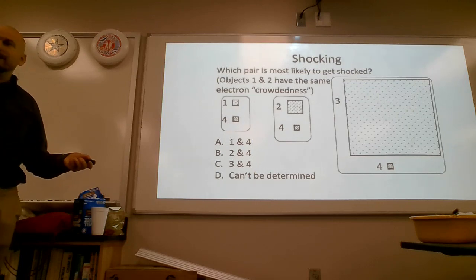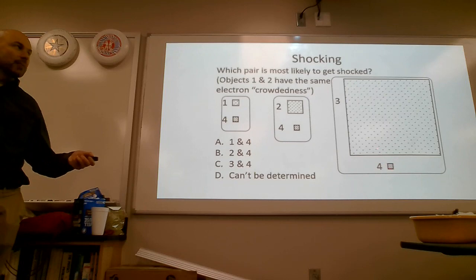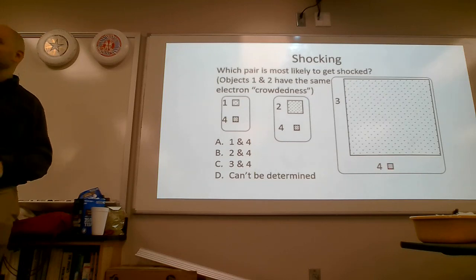C. Comparison of crowdedness. Electrons are more ready to jump here than they are here. Good with that? Okay.